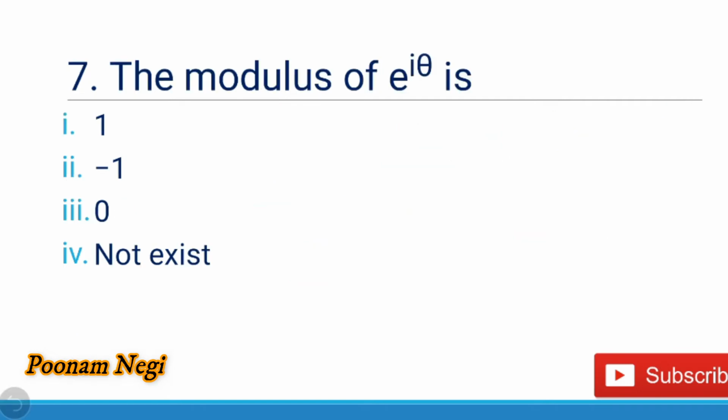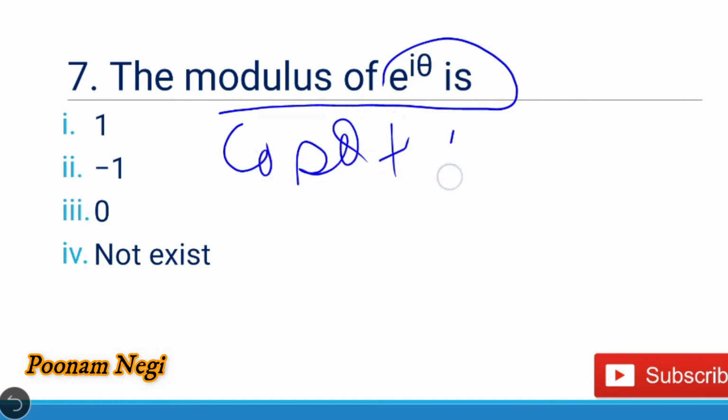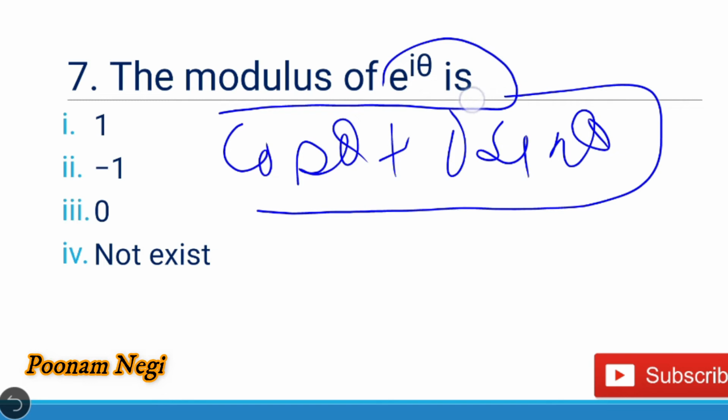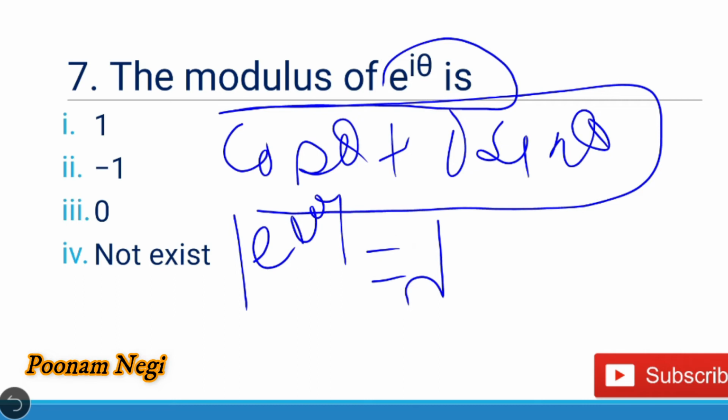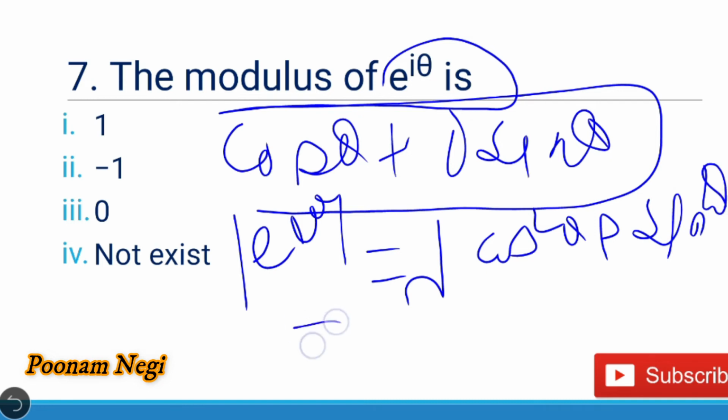Next question is the modulus of e to the power iota theta. As we know, e to the iota theta is cos theta plus iota sine theta. Hence the modulus of this will be equal to under root cos square theta plus sine square theta, which will come out as under root of 1. That means it is 1. Hence the modulus of e to the iota theta will be equal to 1. So the answer is option number 1.